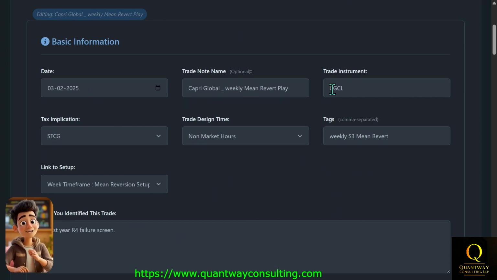Trade instrument is the ticker name. Here it is CGCL. Tax implications expected for this trade are STCG. Trade was designed in non-market hours. This helps you to understand how you designed your trades. If you design during market hours, your emotional state might be very different compared to non-market hours.